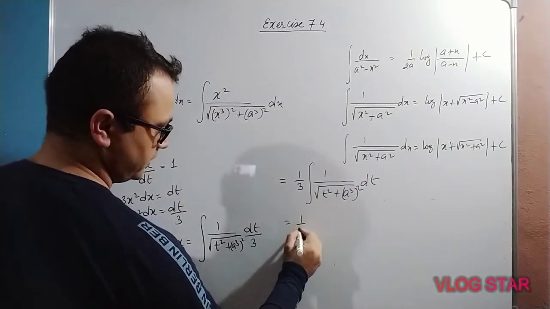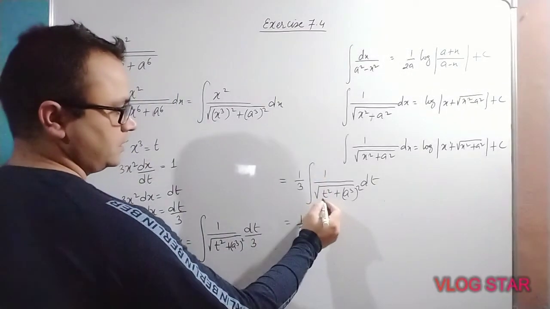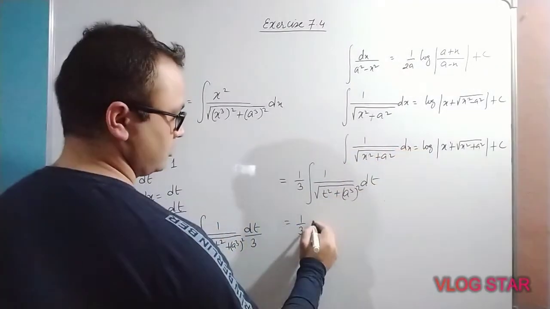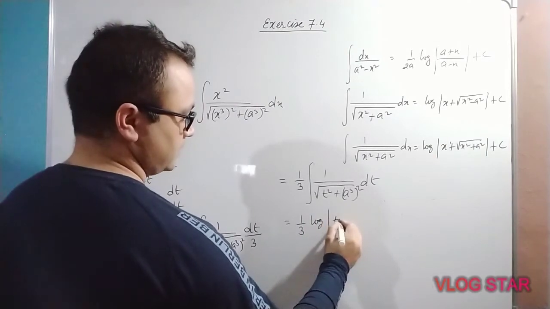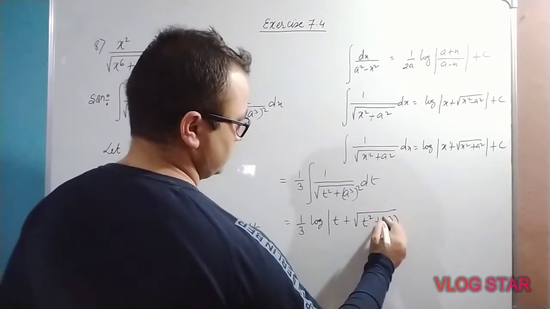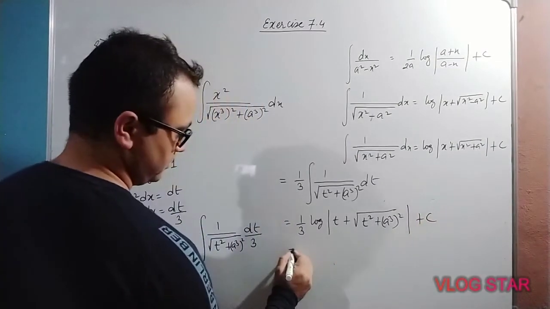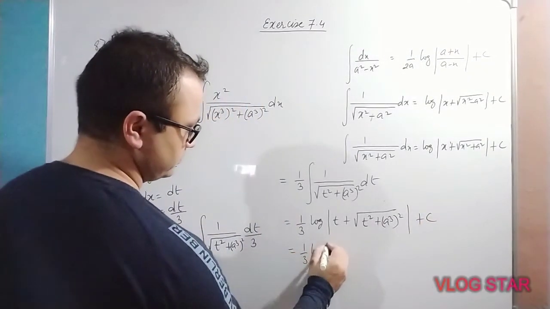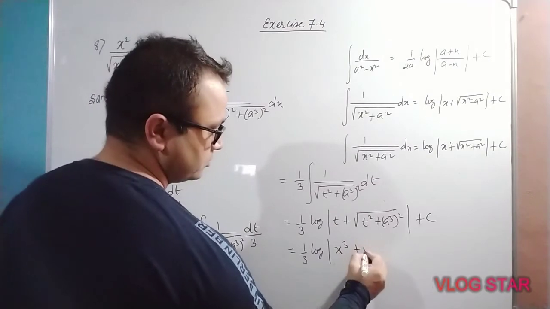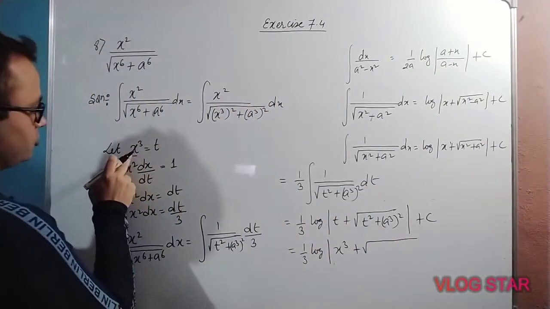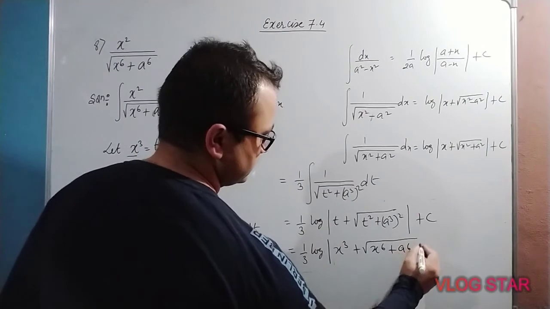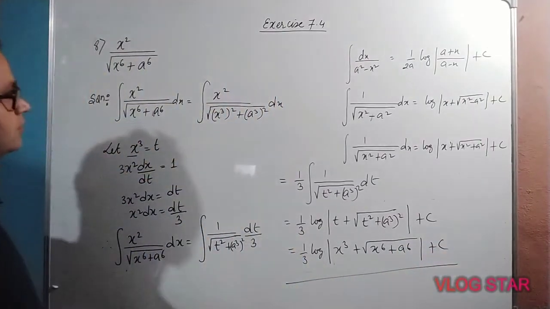So this equals 1 by 3 times the integration of 1 by root under x square plus a square, which is log x plus root under x square plus a square plus c. Here x is t, so this equals 1 by 3 log t, which is x cube, plus root under t square, which is x cube whole square, that is x to the power 6, plus a to the power 6, plus c. Now this is the answer of question number 8.